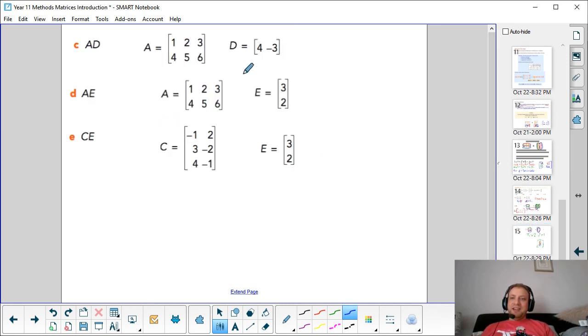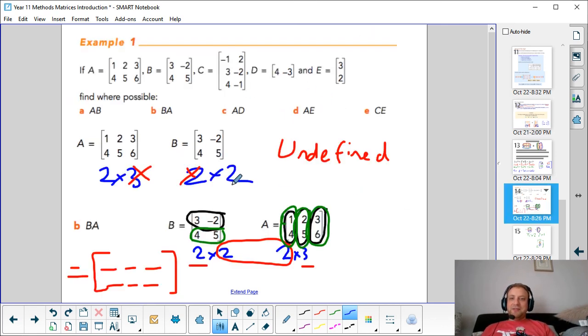And we did skip to E because C and D, they're both undefined as well, right? We've got a 2 by 3 and a 1 by 2, right? These numbers in the middle are no good, so I can't multiply them together. And same goes for this one as well. So out of these 5 options, I couldn't do A, I couldn't do C, and I couldn't do D. So in your workbook, you only have to multiply the matrices together that are actually defined and exist.